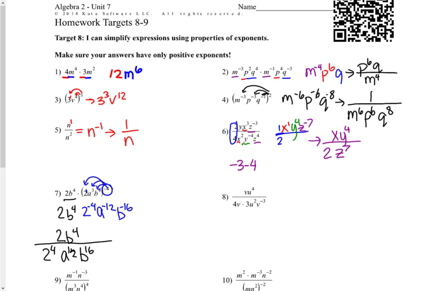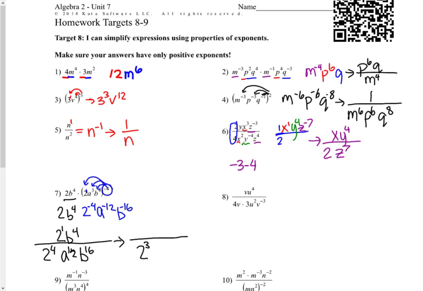Now I can go ahead and simplify. When I simplify my 2's, remember this 2 in the numerator has an exponent of 1. So I'm going to subtract my exponents, so I get 1 minus 4. 1 minus 4 is negative 3. So I'm going to move that to the denominator right away and make it a positive 3.